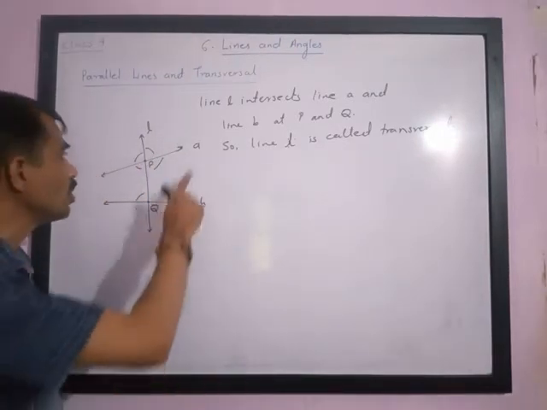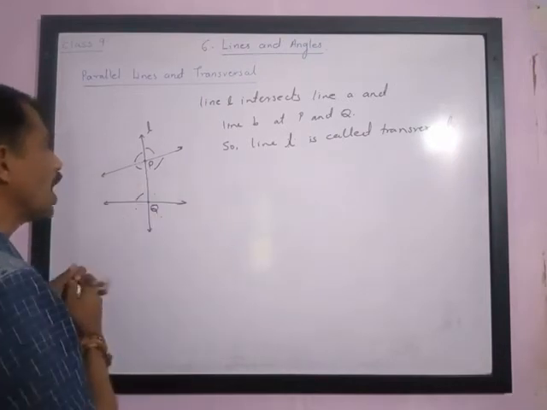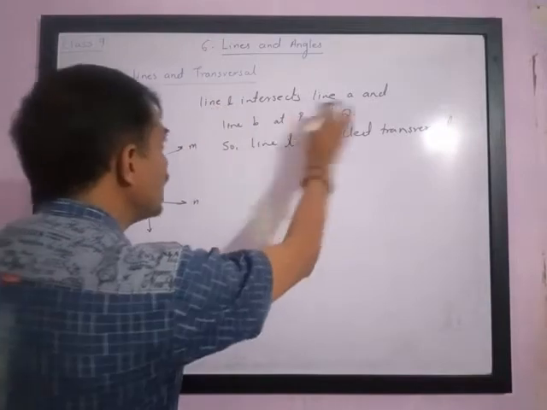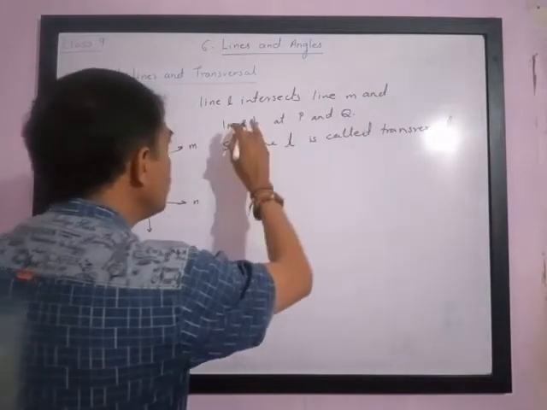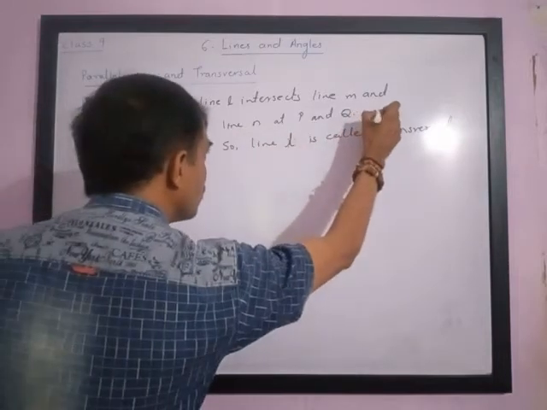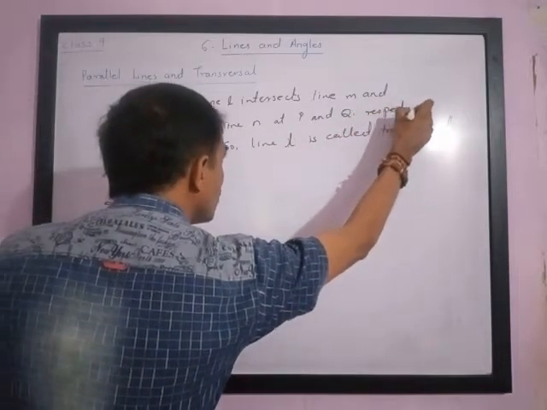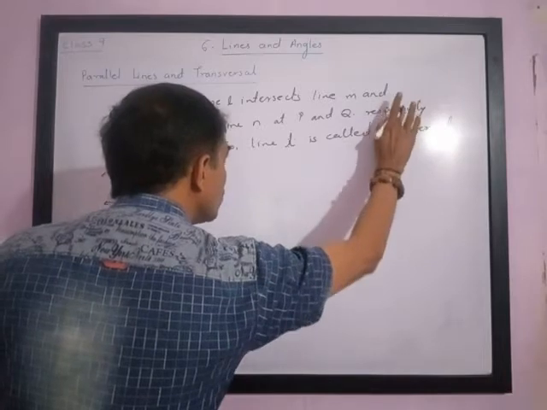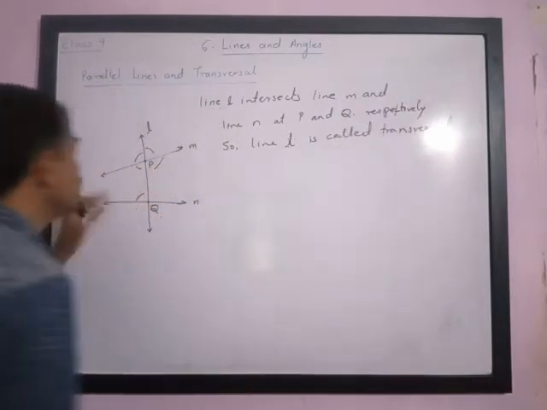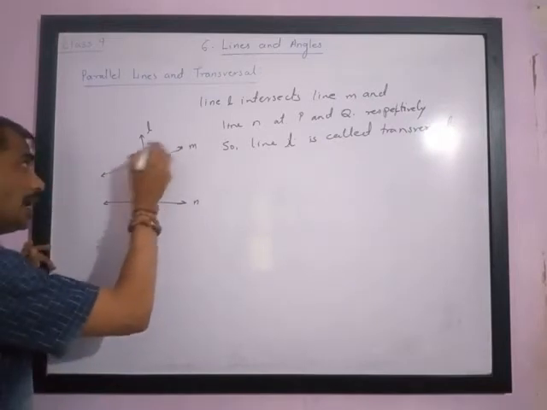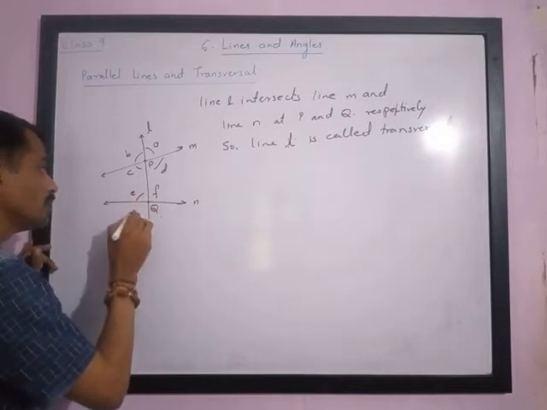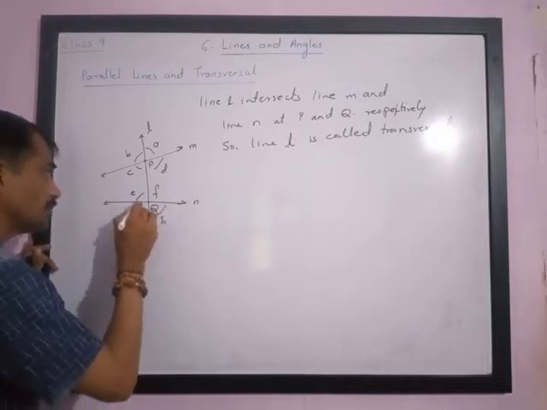I am changing the names of these lines A and B because I want to give the names to angles. So I will take these lines as M and N. So line L intersects line M at P and line N at Q, respectively. Now I am going to name these angles A, B, C, D, E, F, G and H.